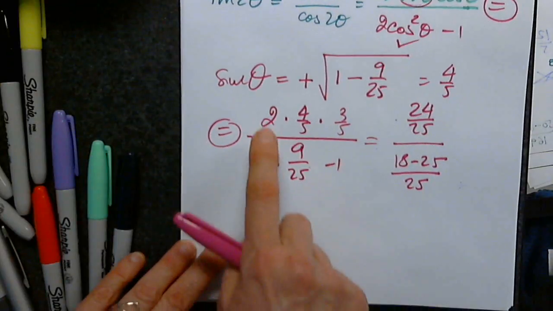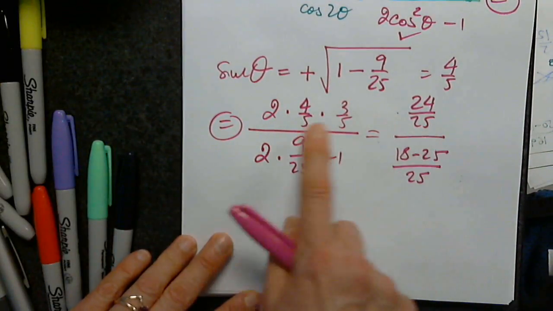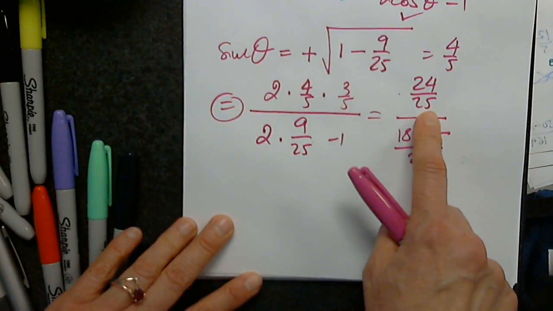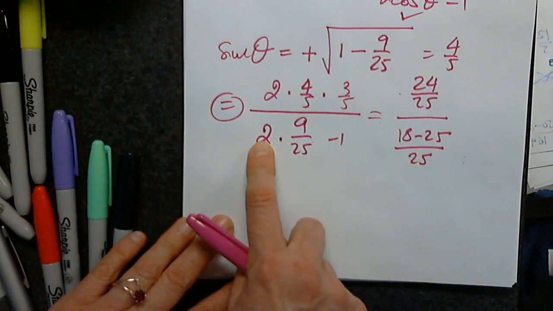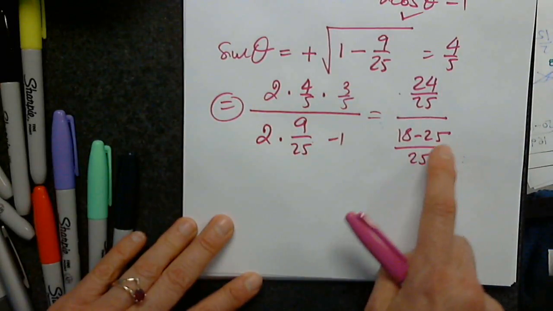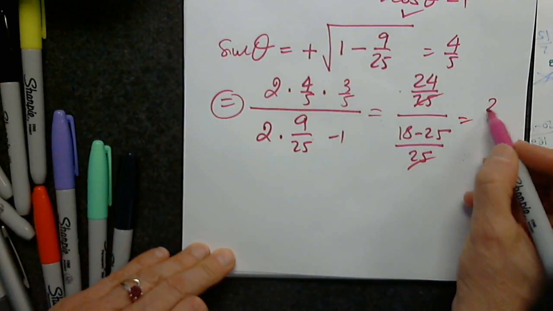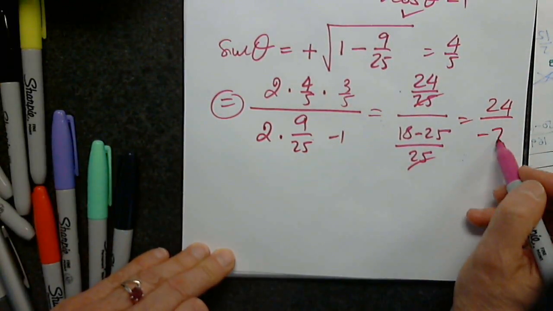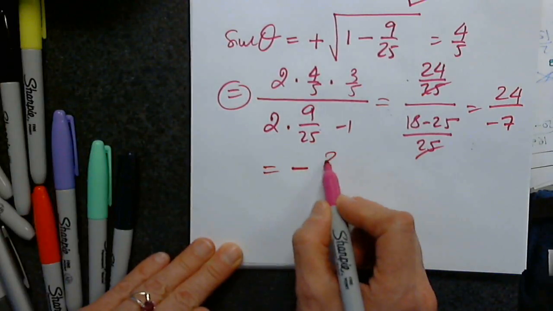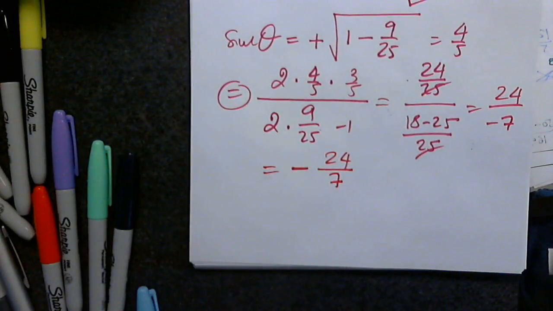Mm-hmm. And then 2 times 4 times 3 is 24. 1 times 5 times 5 is 25. I must multiply first 18 minus 25 over 25. So the two denominators will go away. The numerator is 24. The denominator is -7. So I have to write it as -24 over 7. Any questions?